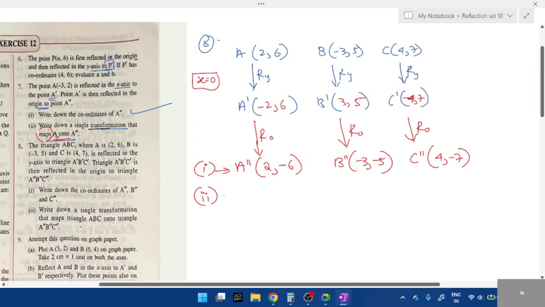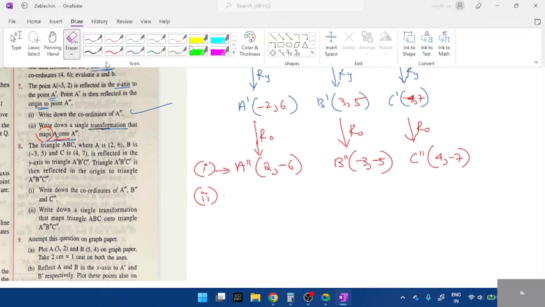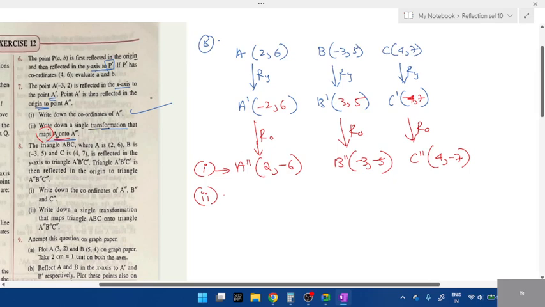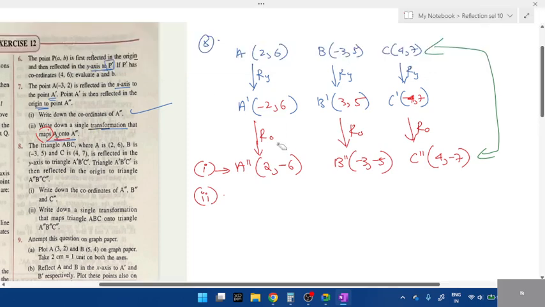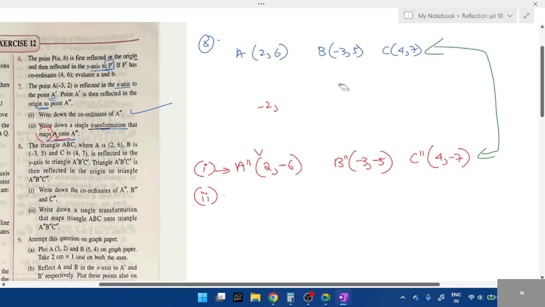Okay. Write down a single transformation, students. Now let me erase this. See, whenever they use the words single transformation, you have to mention either the x-axis, y-axis, or origin. That maps triangle ABC onto triangle A'B'C'. So from here, we need directly this. All of you have done this, completed. Let me erase this part. You all don't erase, students. Keep it as it is, just for explanation.